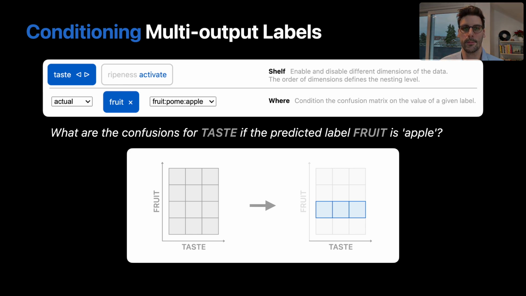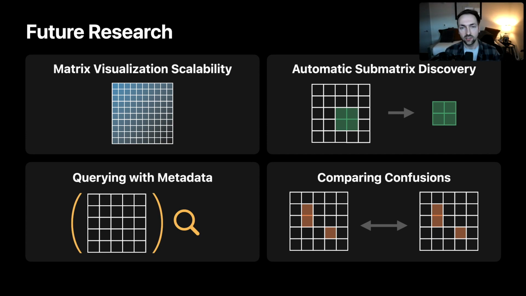We're really excited to extend this work in the future with other design improvements, such as continuing to scale matrix visualization, but also support analysis tasks such as automatically finding relevant submatrices across labels, interactively querying confusion matrices, and comparing matrices across different models.